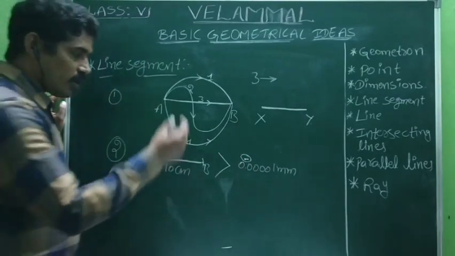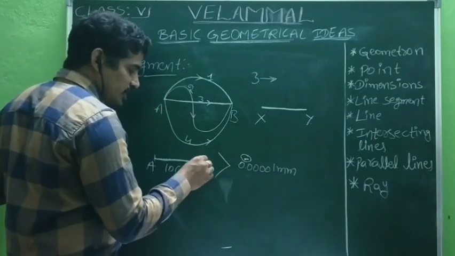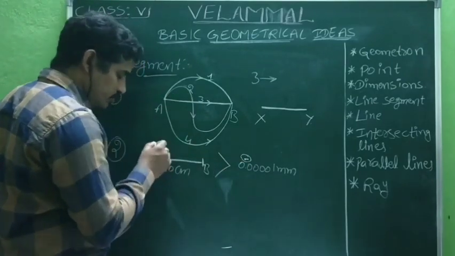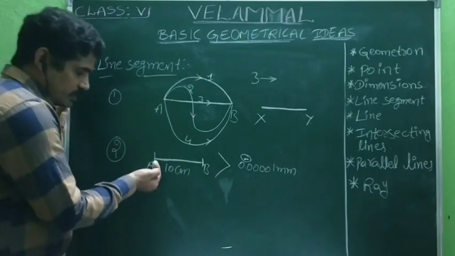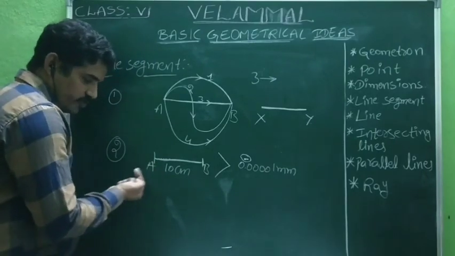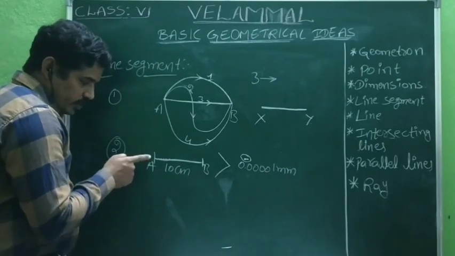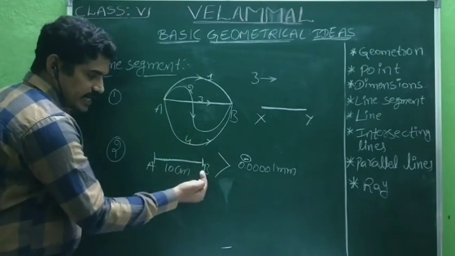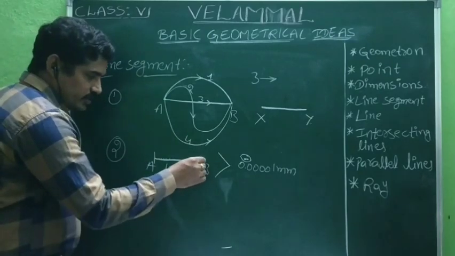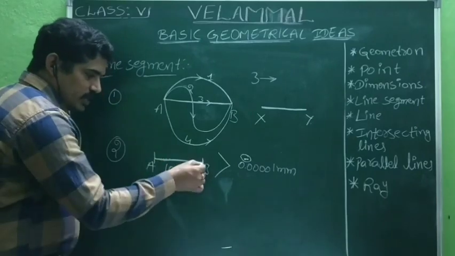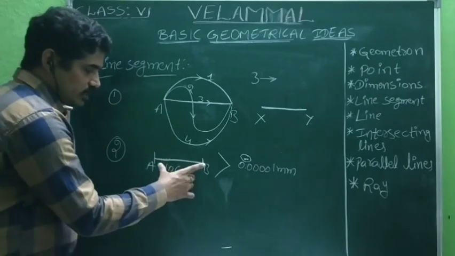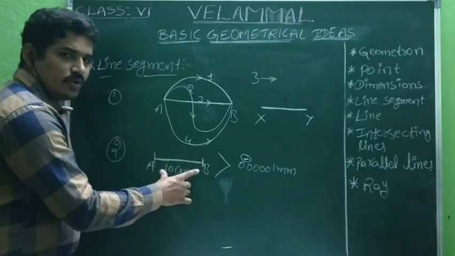But in all those infinite points, only two will be the end points. If we observe the left side edge, this end point is A and this edge end point is B. So in between the two end points there will be the line segment. A line segment will have two end points.